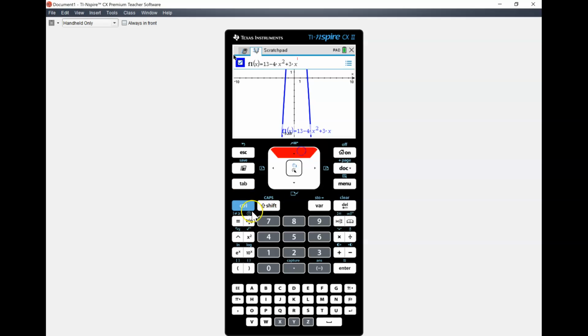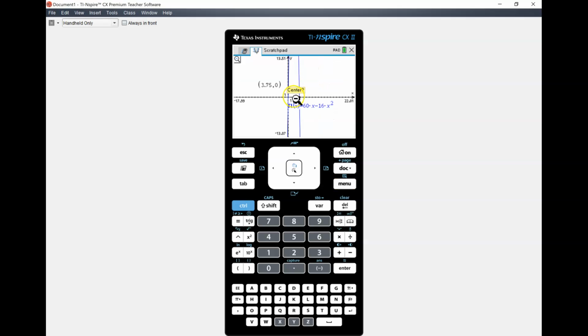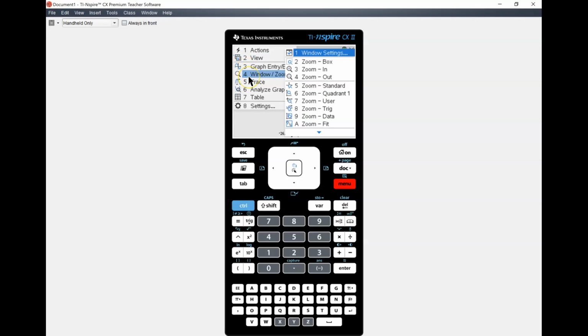So tab, get rid of this. Yes, we do x instead of t. So 60x minus 16x squared. Okay. All right. So I'm actually going to zoom out here. So menu, window, zoom out. All right, so it's way up there, right? So here's what else you can do. Go to Window Zoom, Window Settings.